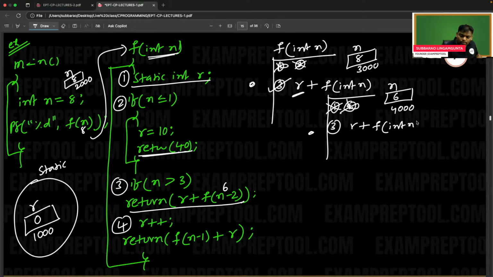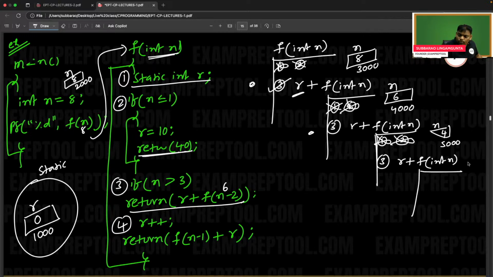Recursion. Int n, same story. Recursion means what? Same story will repeat. But n value is changing. N is now 4. Address is 5000. Now, first one, skip it. Second one, condition fail, because n is 4. 4 less than or equal to 1, fail. Go to the third. R plus f of n minus 2. N value 4. 4 minus 2 is 2. Same story.